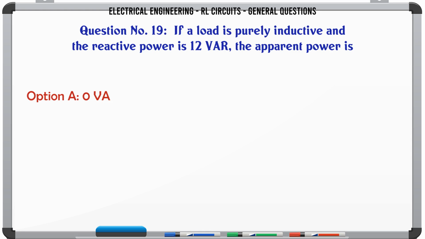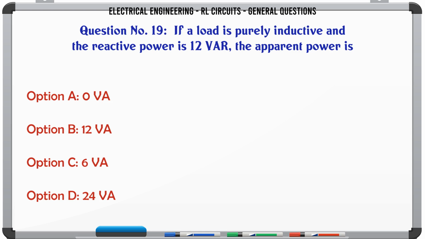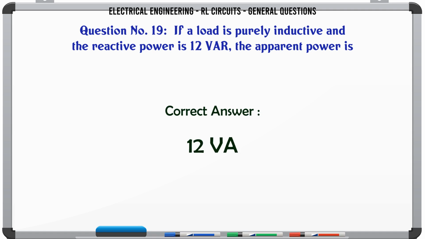If a load is purely inductive and the reactive power is 12 W, the apparent power is A. 0 W, B. 12 W, C. 6 W, D. 24 W. The correct answer is 12 W.